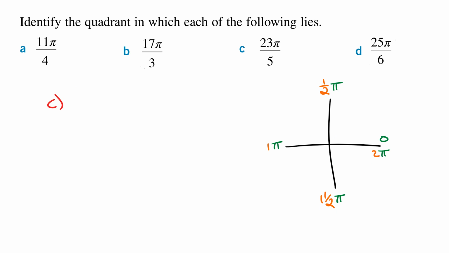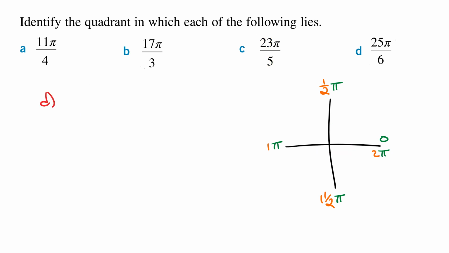Part C. The number in front of the pi is 23 on 5. Rewriting this again in proper fraction form, this is the same as 4 3/5 of a pi. On the quadrants, we need to go 4 pi's and then 3/5 of a pi. So this is 1 pi, 2 pi's, 3 pi's, 4 pi's, and 3/5 of a pi is more than a half and less than 1 pi, so we're going to go in this quadrant. And so the angle 23 pi on 5 is going to lie in the second quadrant.